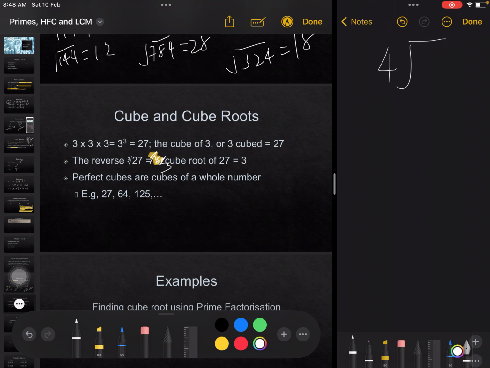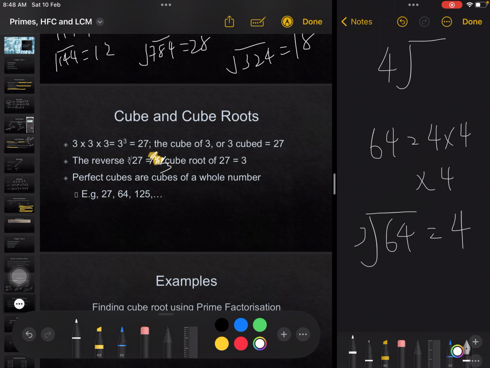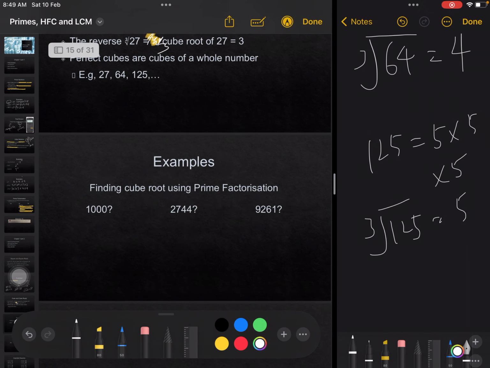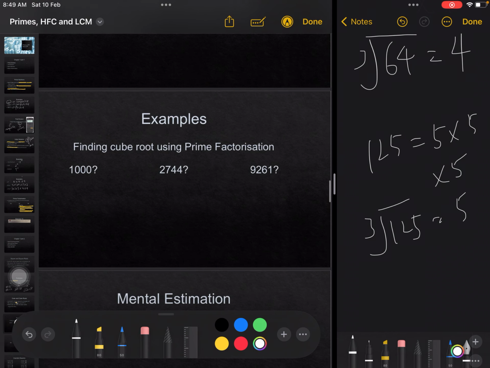Some of the perfect cubes we have 27, 64. So what is the cube root of 64? 64 is actually equal to 4 times 4 times 4. Hence the cube root of 64 is 4. Another example we have here is 125. 125 is equal to 5 times 5 times 5. So the cube root of 125 equal to 5.